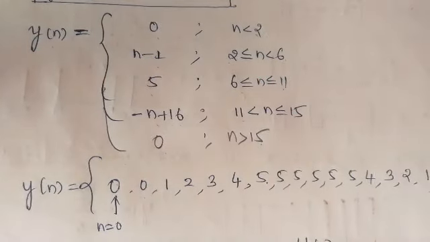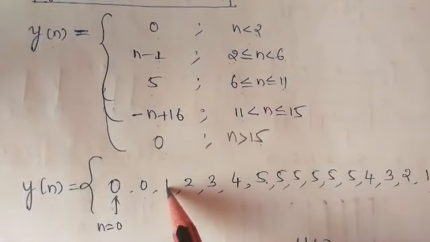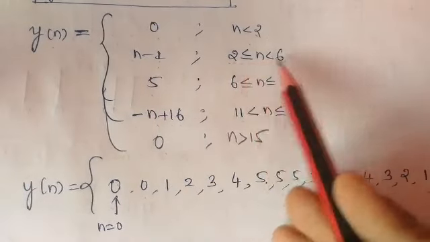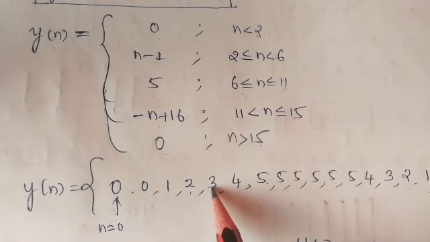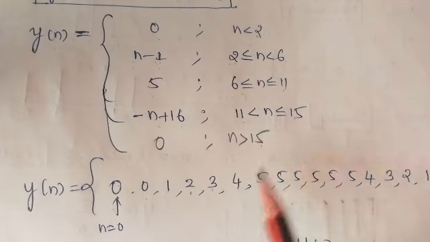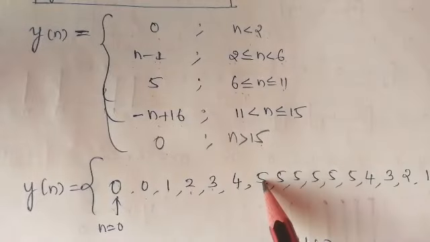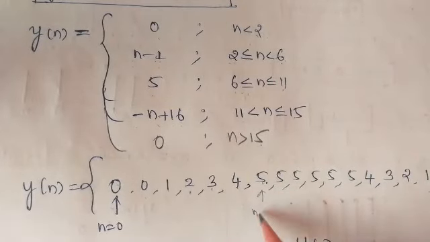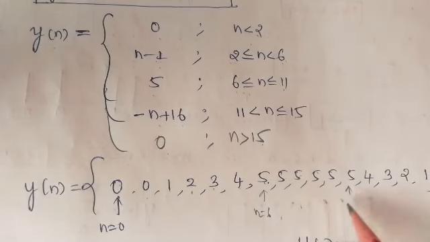Next go for n equal to 2, the second case. What happens for n equal to 2? 2 minus 1, it is 1. n equal to 3, up to 6 we have to use this case: 3 minus 1, 2. Next 4 minus 1, 3, 5 minus 1, 4. 6 is not there. If it is 6, go to the case 6 to 11, it is 5. So n equal to 6 is 5, n equal to 7, 5, n equal to 8, 5, n equal to 9, 5, n equal to 10, 5, n equal to 11, it is 5.